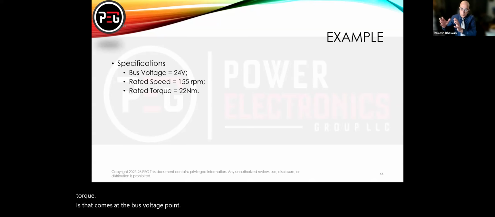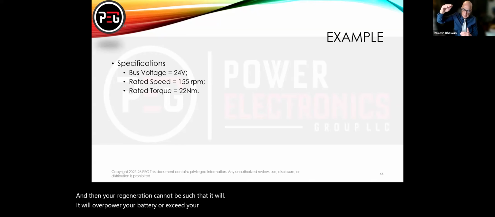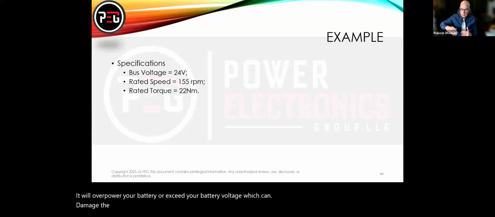And then your regeneration cannot be such that it will overpower your battery or exceed your battery voltage, which can damage the inverter you are using.